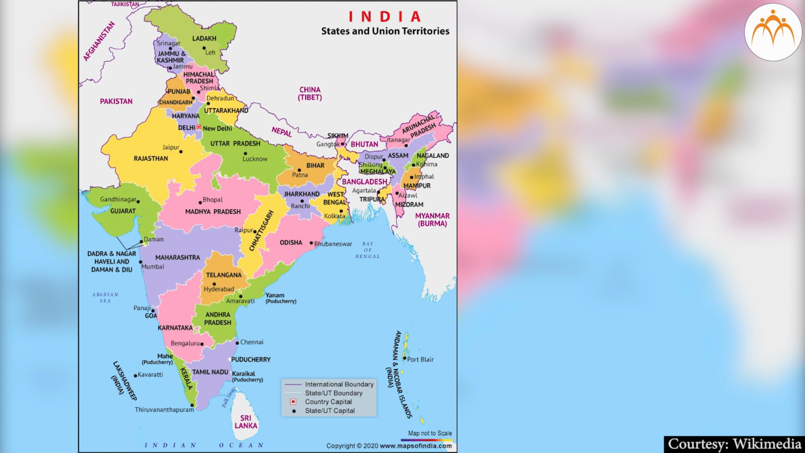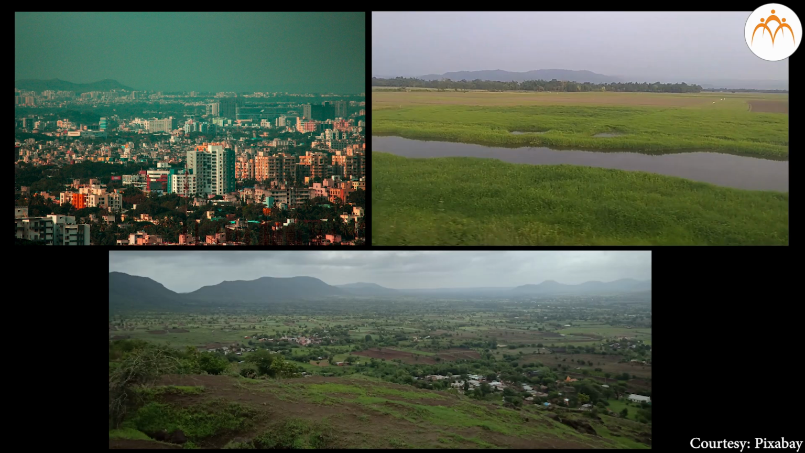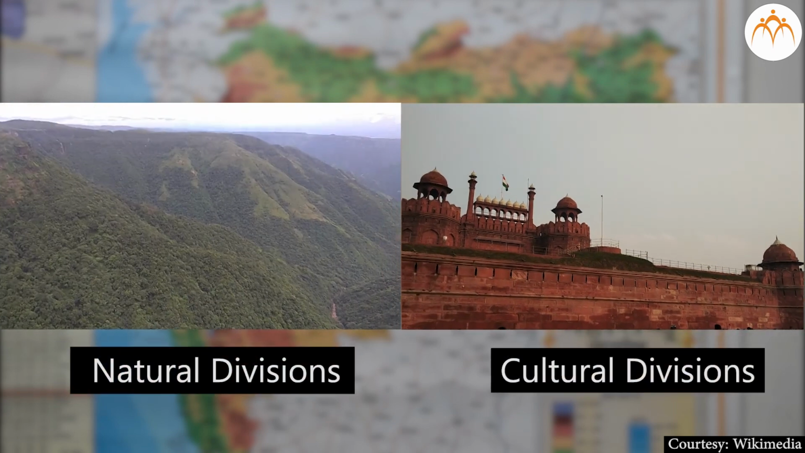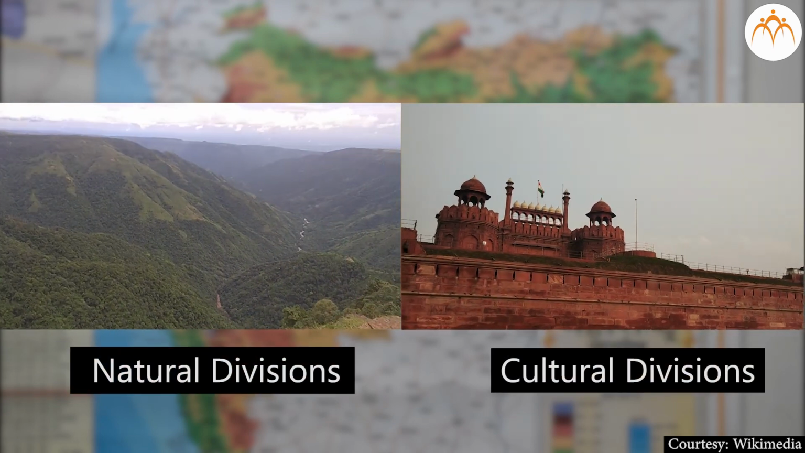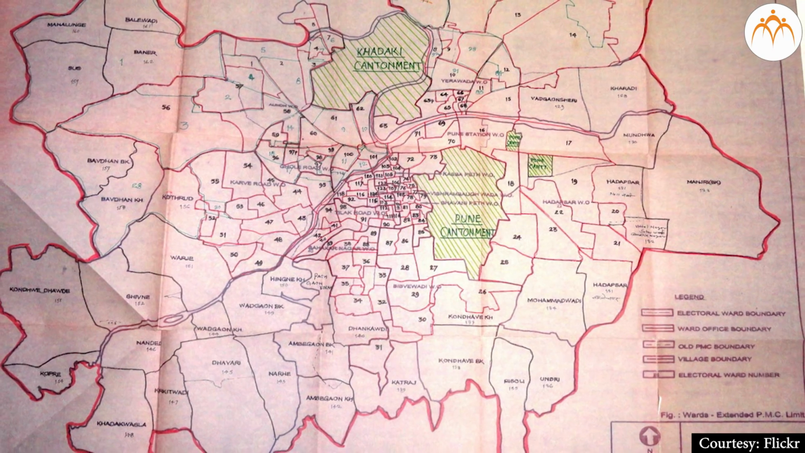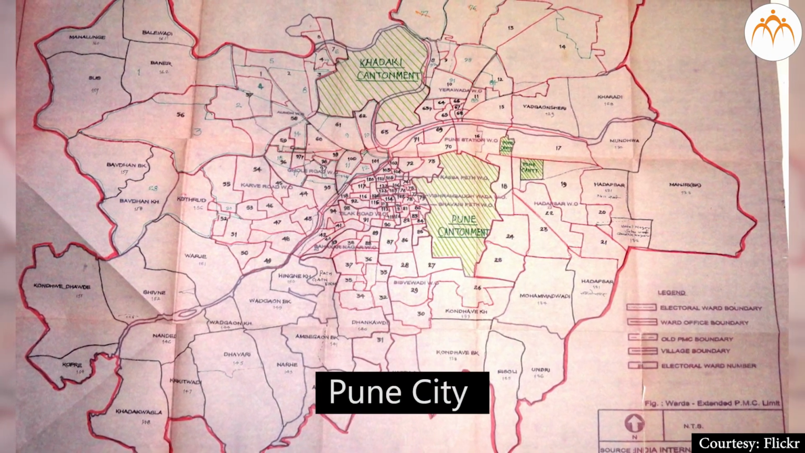There is another type of maps showing the areas of immovable properties like buildings, grounds and the agricultural lands along with their boundaries. There are maps showing natural and cultural divisions. They are known as landscape maps. Now observe the map of the Pune city showing the different subdivisions and their boundaries.